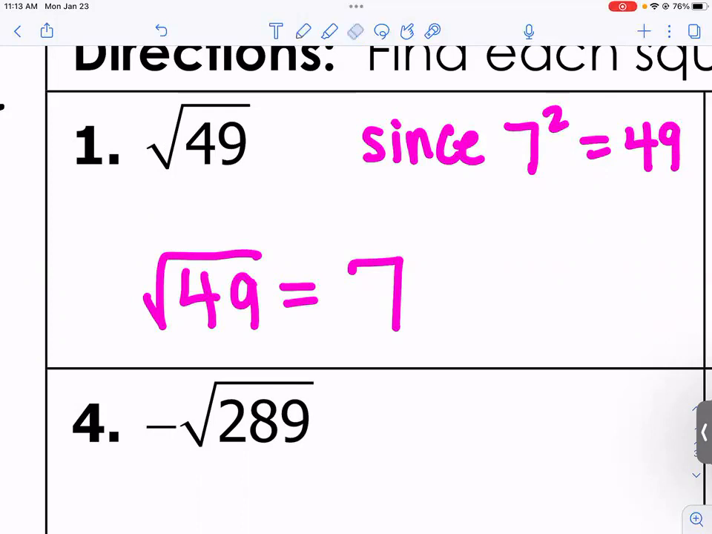Now, some of you like to be visual, so I'm also going to write this: the square root of 7 squared. A square root and a square are opposite, so they sort of cancel each other out. The opposite of squaring a number is finding the square root. So what do you do if you're squaring?